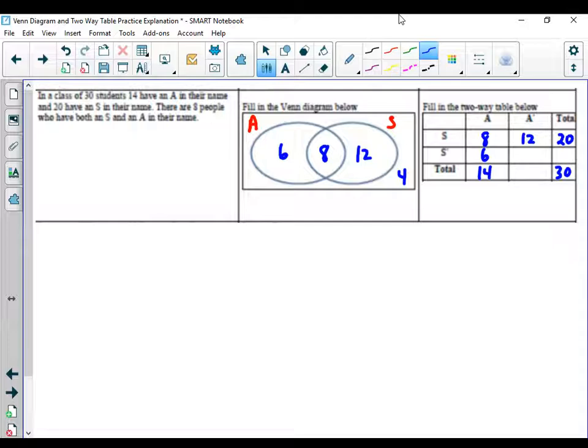The totals across, I have 14. I need 30 total, so that gives me 16 here. If I go down to not A's, I need 16 total. I already had 12, so there's 4. Which means if I put 6 and 4 together, I get 10. And that makes sense because the 20 and the 10 give me 30. So the two-way table, sometimes it's almost like a little bit of a puzzle that you're putting together.